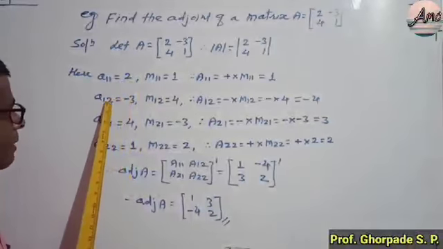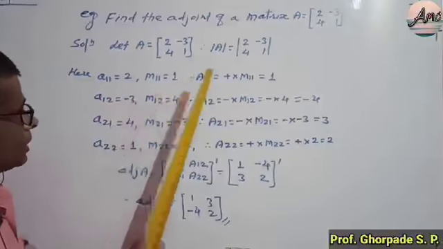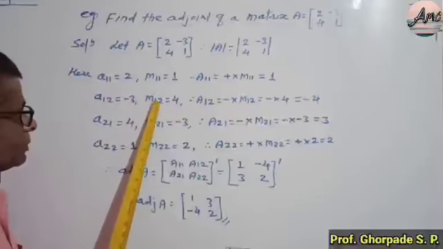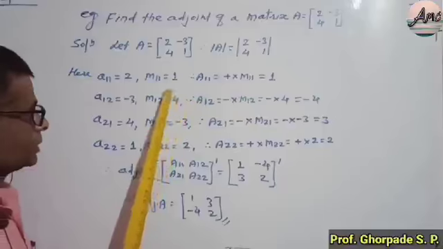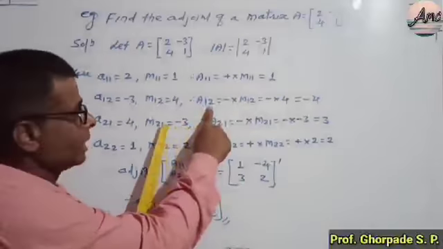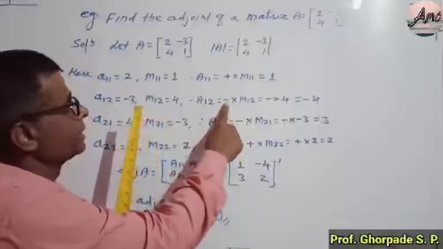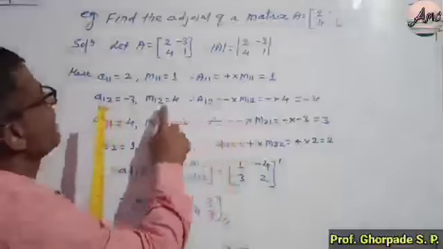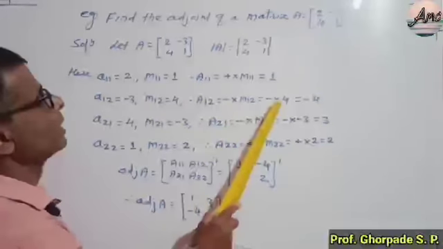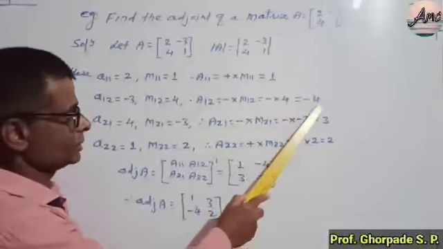Then take a12. a12 is minus 3. Its minor M12 is what? 4. Its cofactor A12. See, 1 plus 2 is 3, odd number. So you start with a negative sign. So minus into the minor M12. So minus into, what is M12? 4. Minus into 4 is what? Minus 4 is the cofactor of.